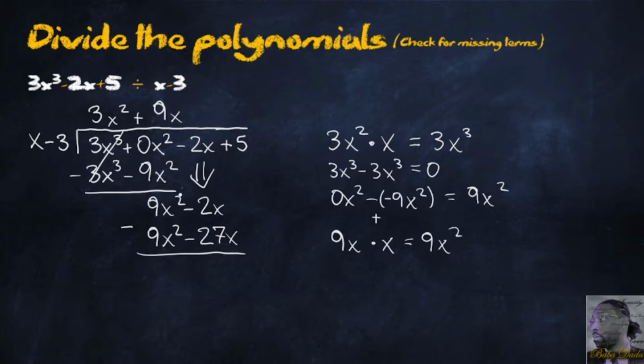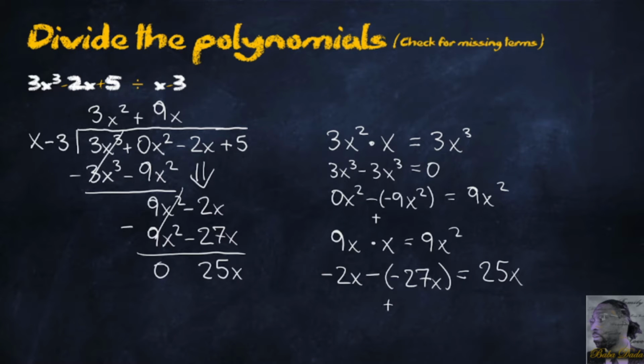And so we subtract, these cancel. So 9x squared minus 9x squared is 0. Negative 2x minus negative 27x is going to give us a positive, and there'll be negative 2x plus 27x, which will be 25x. So this is 25x. And then we're going to bring down our 5 here, which is plus 5.